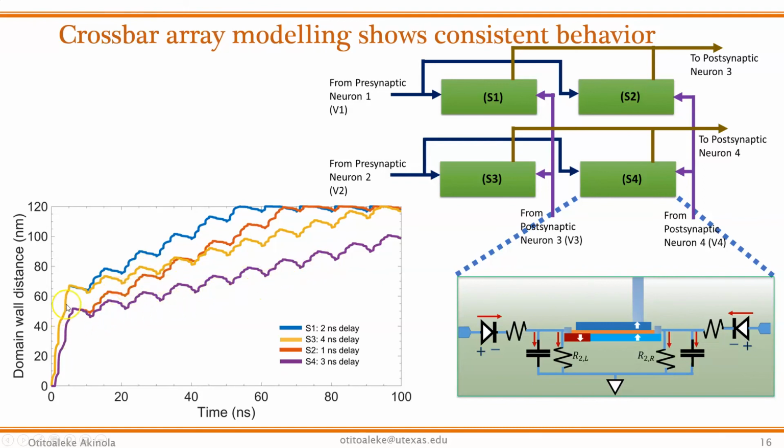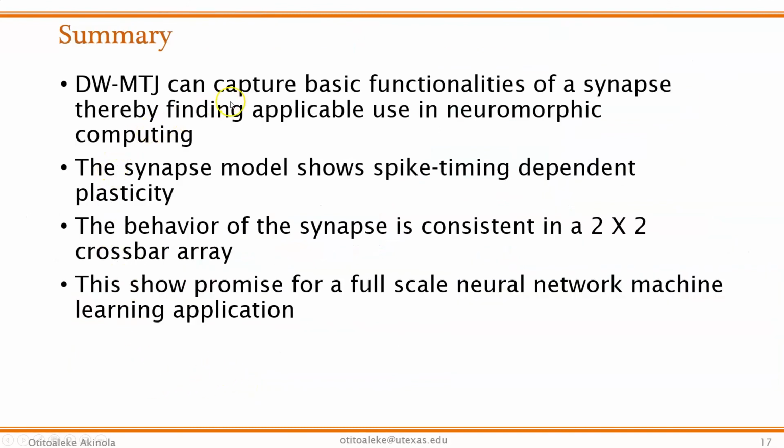And one other thing that is important to note here is how synapse 1 and synapse 3 actually have a head start in their movement compared to synapse 2 and 4, and this is because for synapse 1 and 3, the presynaptic neuron signal comes in earlier, compared to synapse 2 and 4, where the signals come in much later.